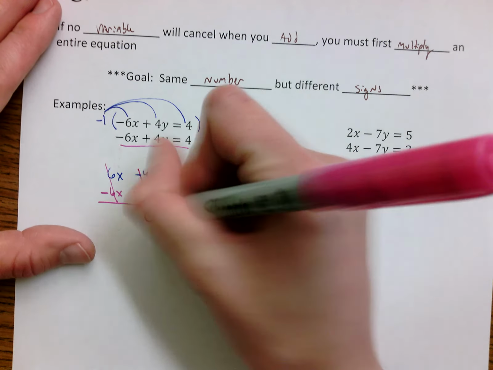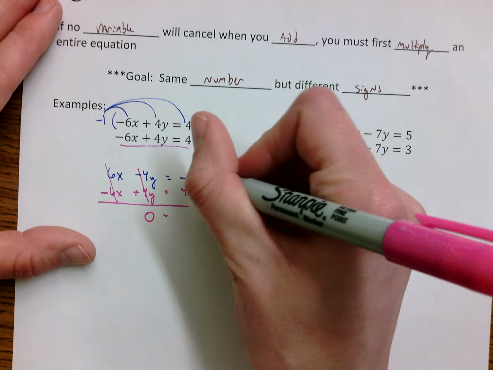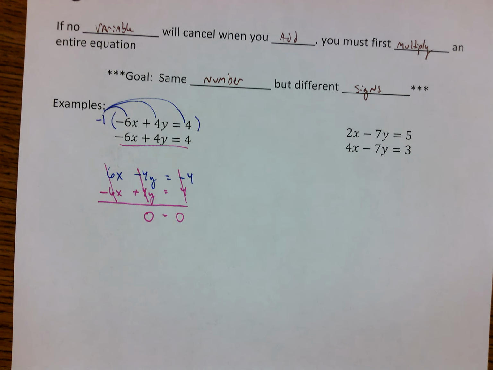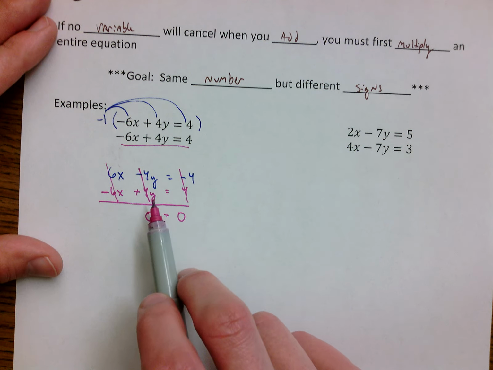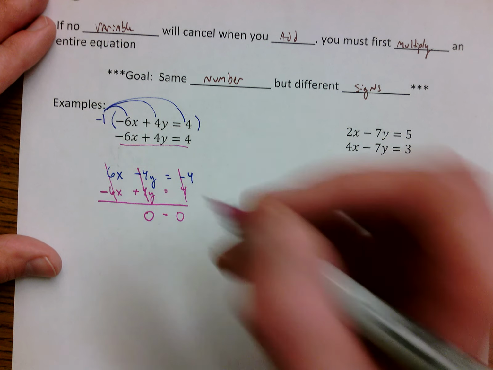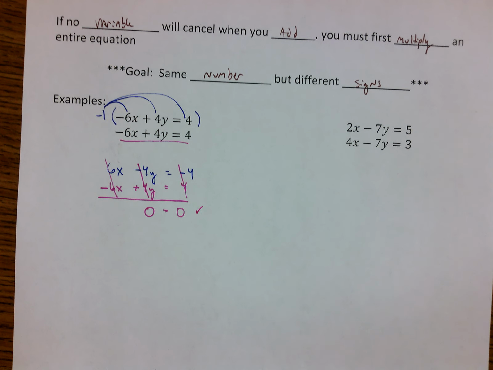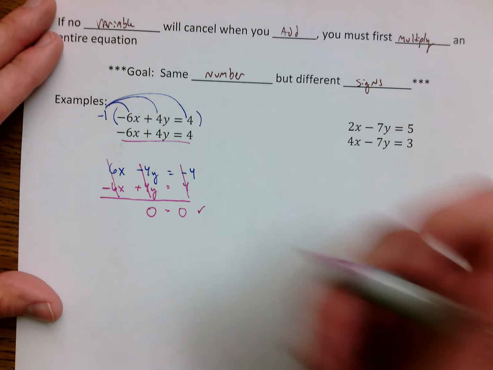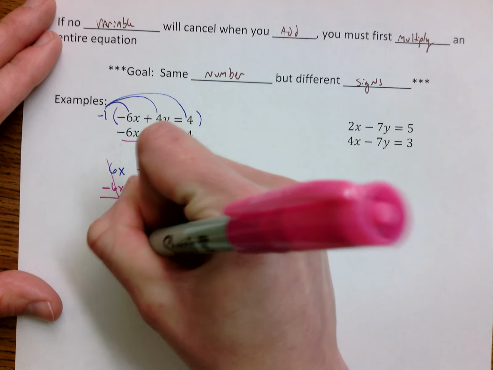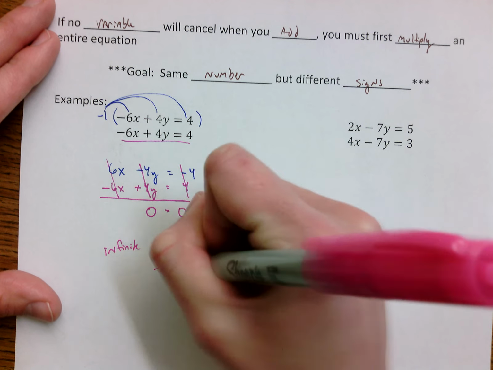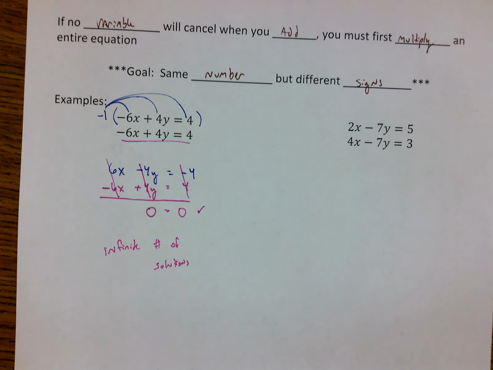So on this side, I'm left with nothing. And on this side, -4 and 4, well, those cancel each other out too, so I'm also left with nothing here. What that tells me is that this is one of my special cases. All of my variables canceled out, and I'm left with something that's true, right? 0 does equal 0. We didn't get something silly like 10 equals 3. So this problem has an infinite number of solutions. There are an infinite number of pairs of numbers that will make both of these equations true.